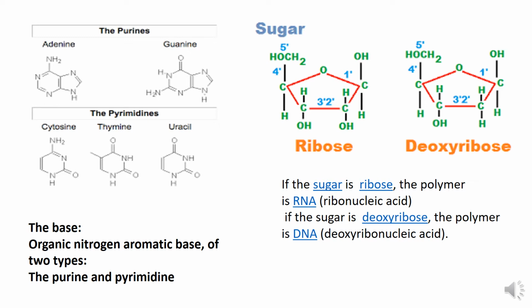If the sugar is ribose, this is the ribose, the polymer is RNA, ribonucleic acid. إذا الsugar deoxyribose, the polymer is DNA, deoxyribonucleic acid.